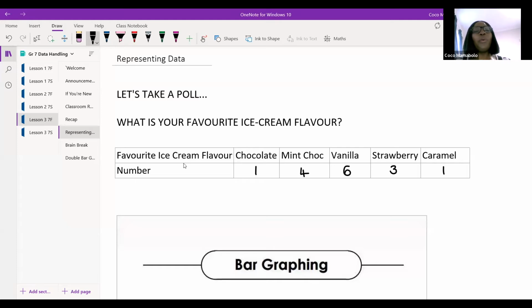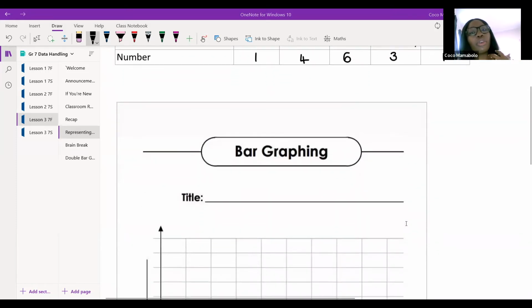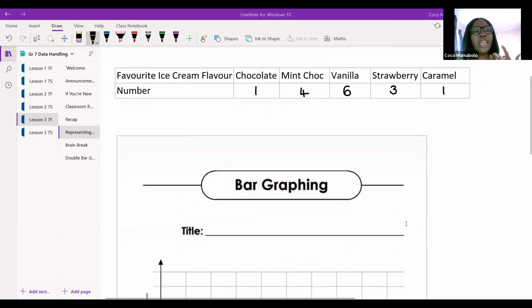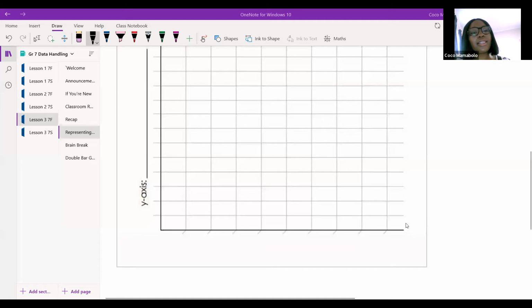All right, so what we're going to have to do now is we can't go around telling people all the time that 1 person liked chocolate and 4 people liked mint choc. We need to be able to represent this visually so that everybody can see what we actually mean when we say this. And then people don't actually have to look at the information you've given them. They can just look at the graph and they're like, oh, we're interpreting it. It's so much easier to interpret. So we're going to take the information we have here. And remember, guys, this is a bar graph.